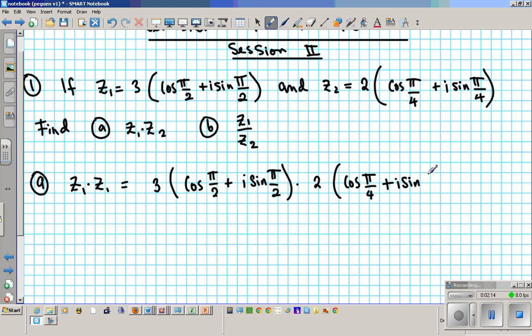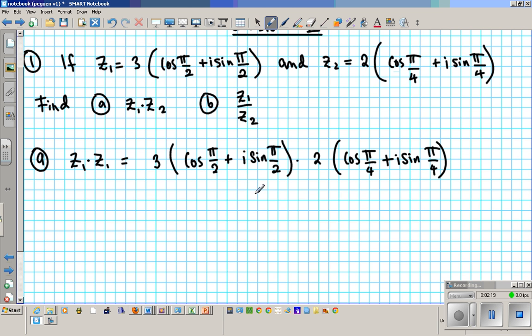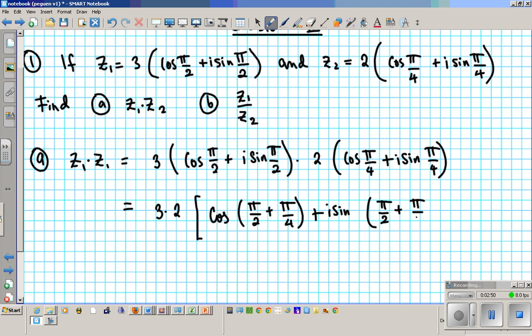So what is the rule when multiplying complex numbers in polar form? If you look at your formula sheet, the rule is you multiply the radii and you add the angles. Okay, r1 r2, and then cosine theta 1 plus theta 2. So this is simply going to become 3 multiplied by 2 times cosine pi over 2 plus pi over 4 plus i sine pi over 2 plus pi over 4. Okay? Alright, what is 3 times 2? Simply 6.